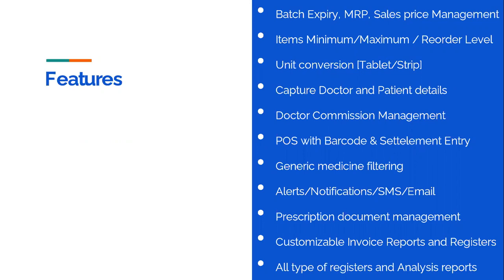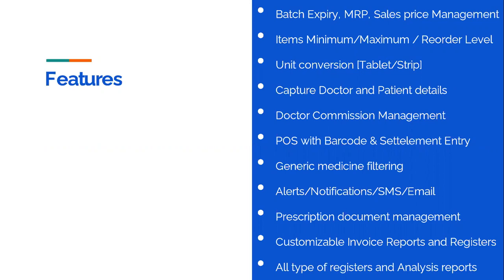Unit conversion. We know that tablets come in strips, and strips come in boxes. The box will contain 10 strips, and each strip will have tablets of 10, 15s, etc. So based on the requirement, we are able to fix the unit also. So we have 3 levels of unit fixed for the product. Any tablets or any particular medicine, if they have multiple unit conversions, we are able to manage them with the software.